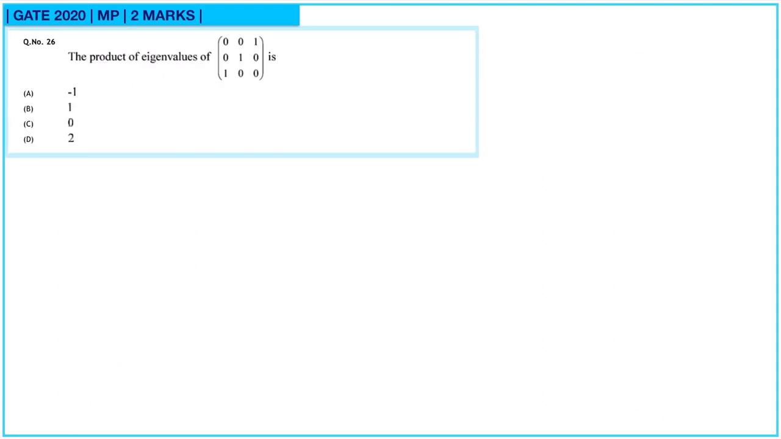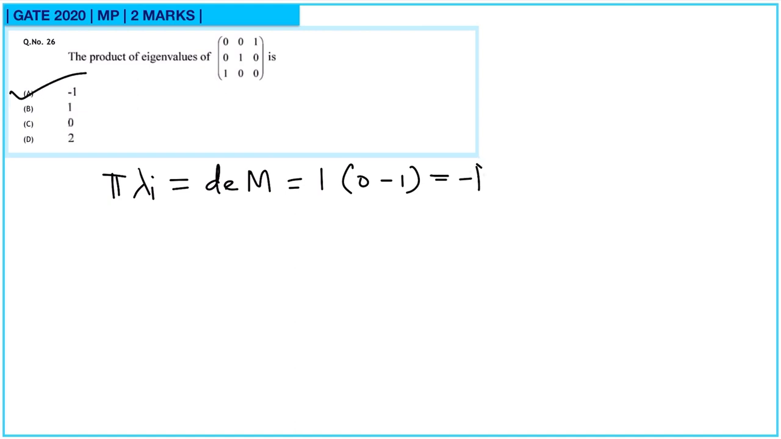Next question. The product of eigenvalues is. Now the product of eigenvalues λi is equal to the determinant of M. So the determinant is, here we have 1 into 0 minus 1, so that is minus 1. So option A is correct.